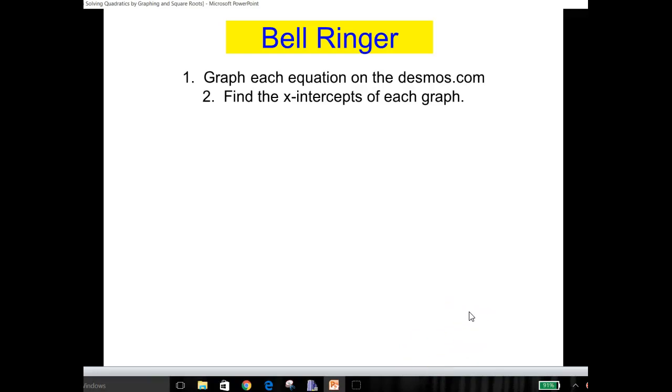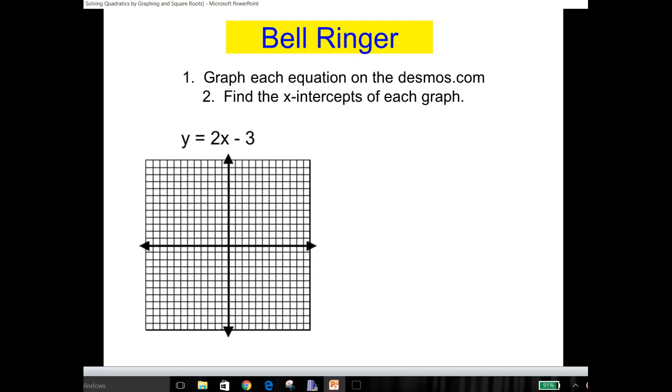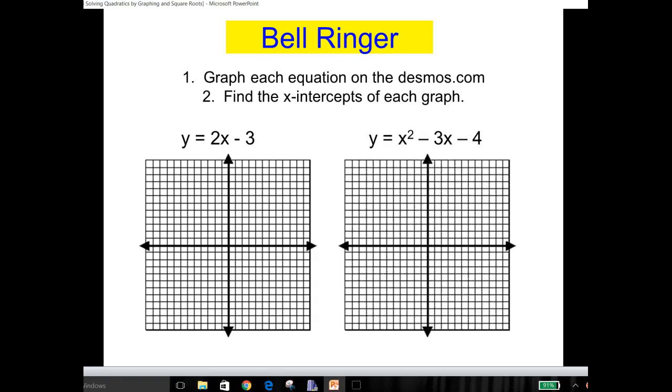To section 12.4, solving quadratics by graphing. For the bell ringer today, we want to go to desmos.com and graph these two functions. And then we're looking to find where our graphs hit the x-axis, looking for the x-intercepts. So you want to pause the video and go ahead and do that.